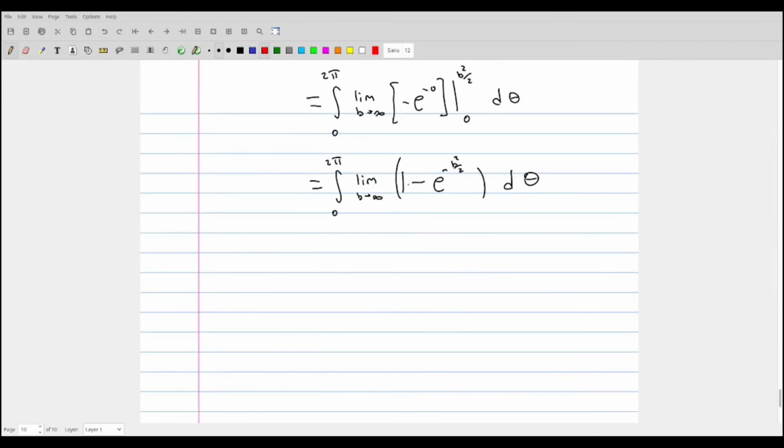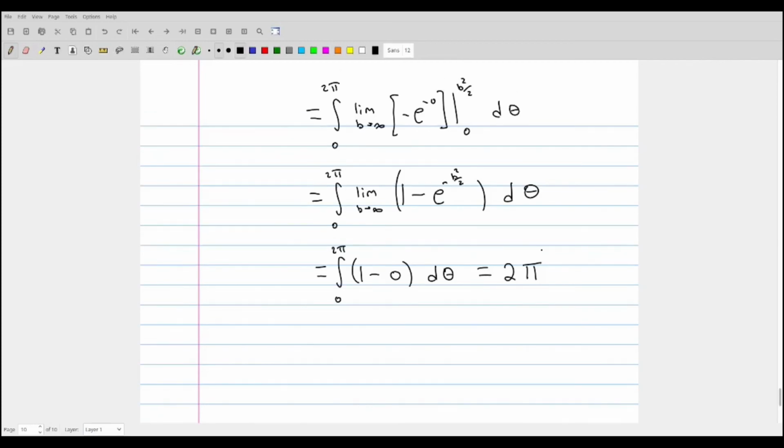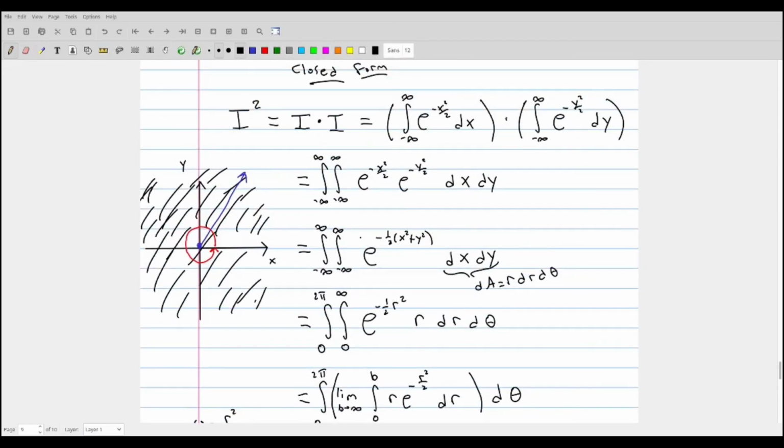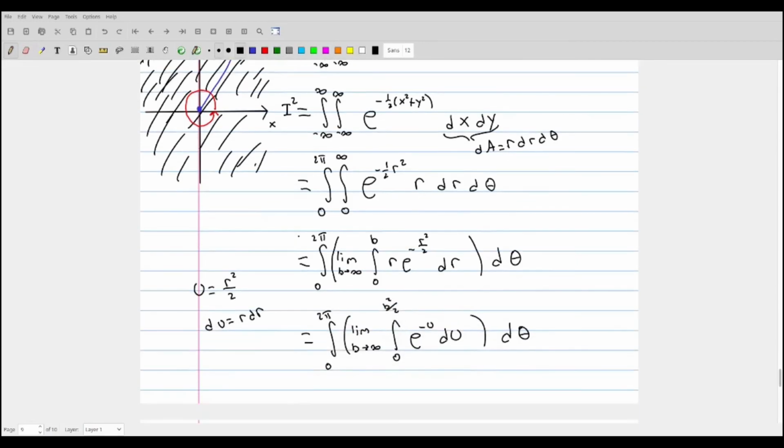The limit of 1 is 1, and the limit of e to the negative b squared over 2 is equal to 0. So this is just going to be equal to the integral from 0 to 2 pi of 1 minus 0, or the integral from 0 to 2 pi of 1, which is equal to 2 pi. So that's it. That's the value of that integral, which, remember, this double integral is the same thing, going all the way back to the very beginning, as I squared.